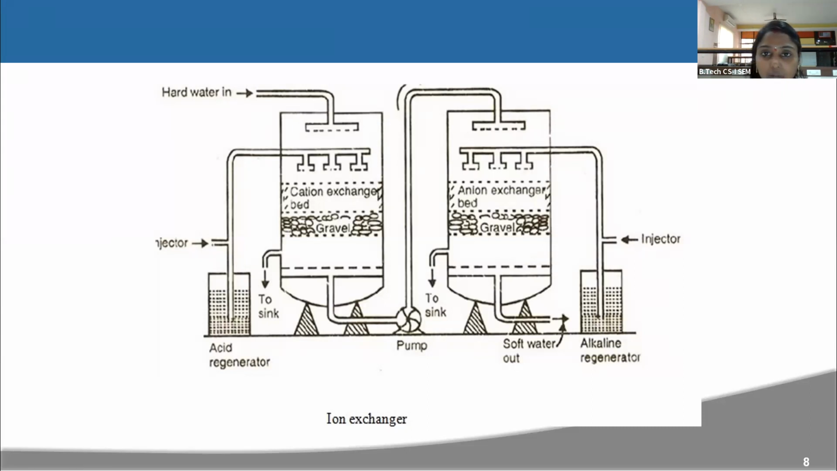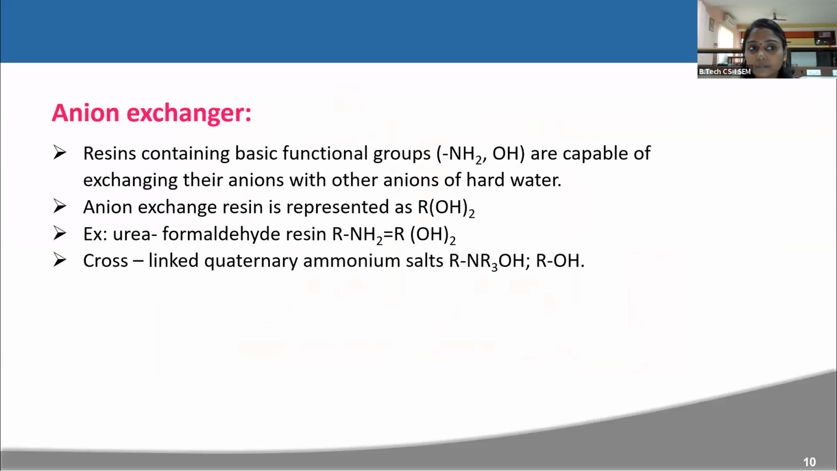Okay, so this is about ion exchange. What are the advantages of cation and anion exchange? We can obtain demineralized water with hardness less than 2 ppm. This method can be used for both acidic and alkaline solutions. Both cations and anions can be removed in this ion exchange process. What are the limitations and disadvantages?